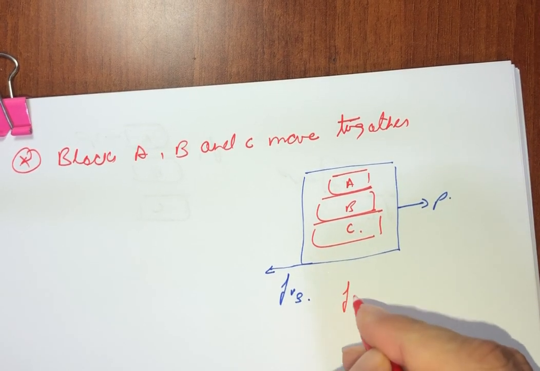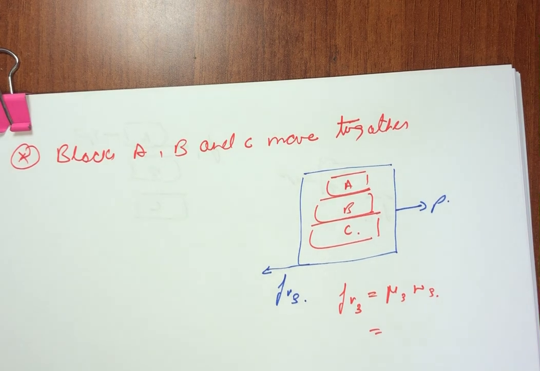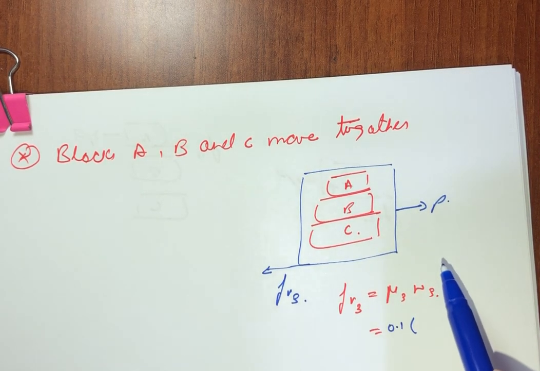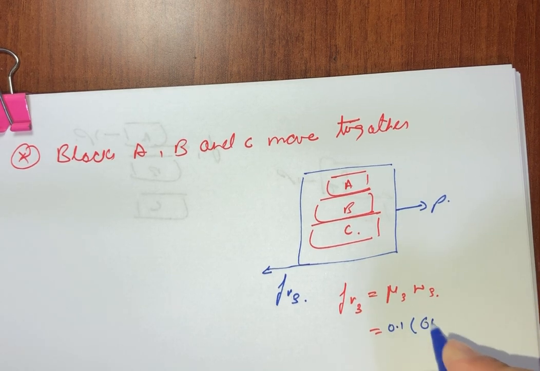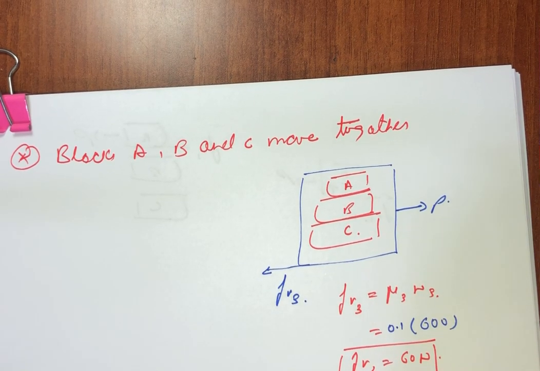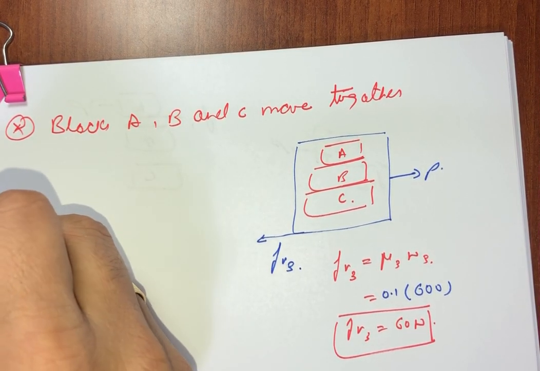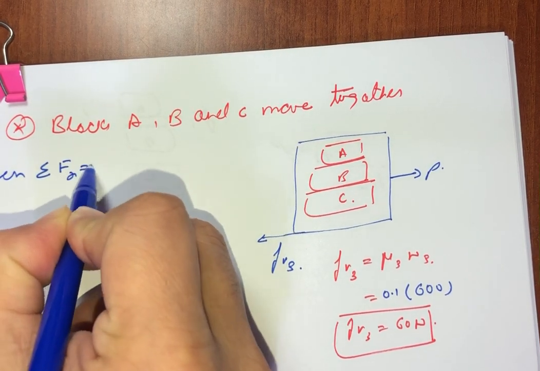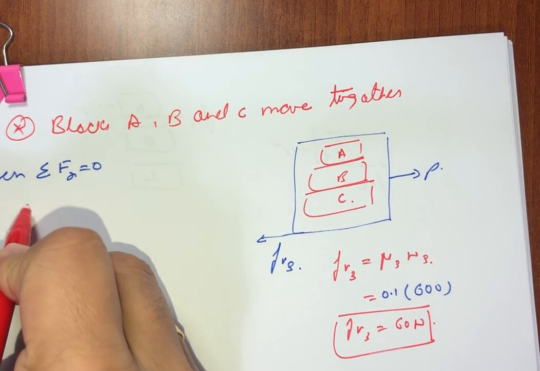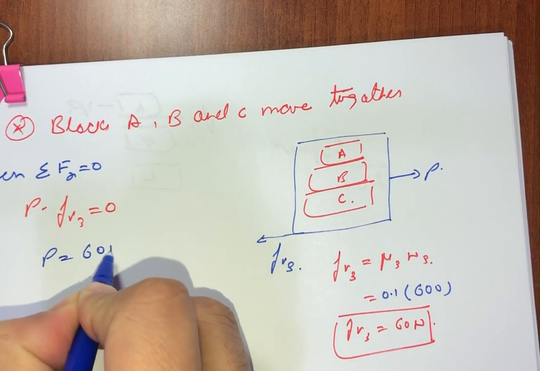So we can say that our Fr3 will be equal to mu3 into N3, and the value of mu3 is given as 0.1, and the weight is given as 300 plus 100 plus 200, so this will be coming as 600. So from here we can write that our Fr3 is nothing but equal to 60 Newton. So once again you can say summation in X direction will be equal to 0. So we can say P minus Fr3 is 0. Fr3 is 60 Newton, so P will be equal to 60 Newton.